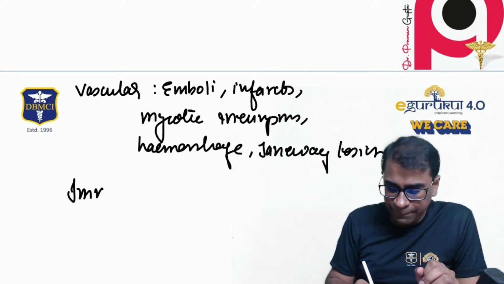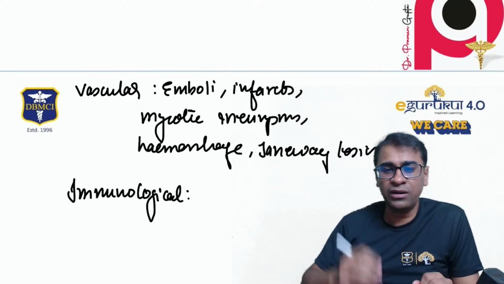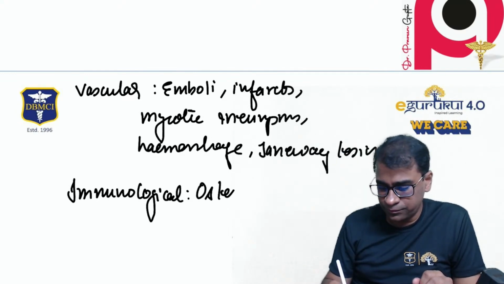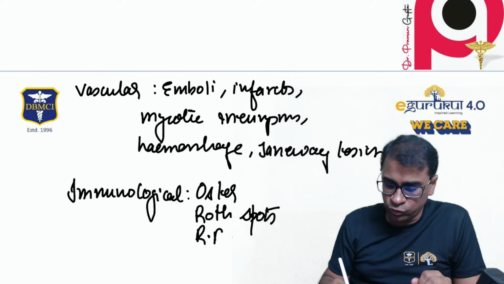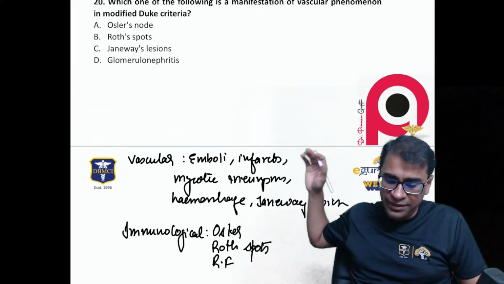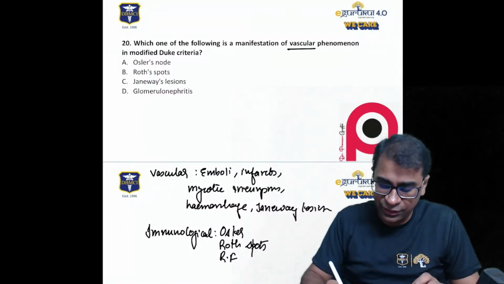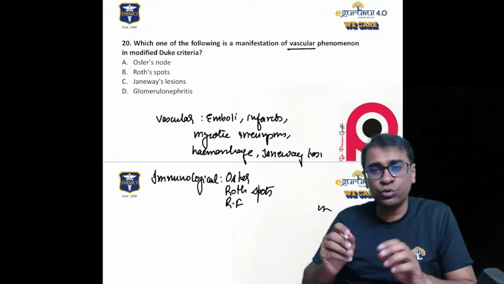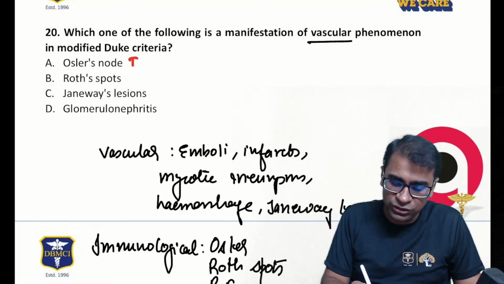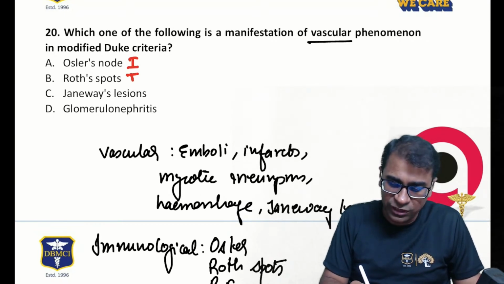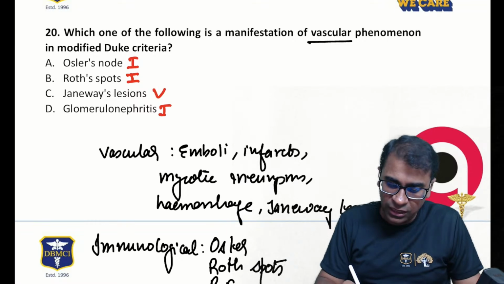However, in the immunological phenomenon, some books also call this the vasculitic phenomenon, there is Osler's node. It can be Roth spots, and can also be rheumatoid factor even. The point here is, when we talk about a vascular phenomenon, it's all due to anything that involves a vessel, not due to inflammation. So Osler is what? It's an immunological phenomenon. Roth is also an immunological phenomenon. Janeway is a vascular phenomenon, and even glomerulonephritis is actually an immunological phenomenon.